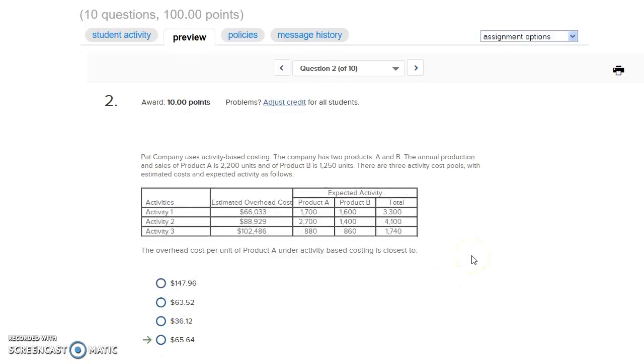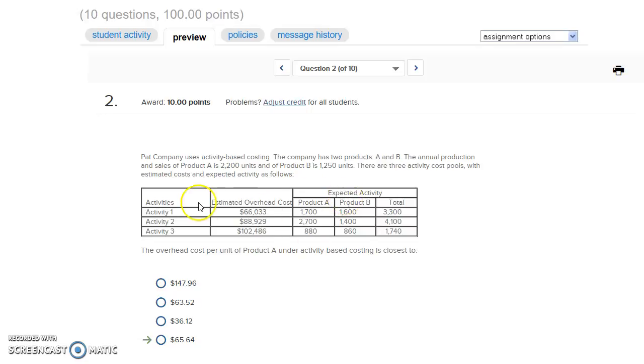Okay, so for number two, very similar. We have a company that makes two products, product A and product B. The annual production and sales of product A, they're making 2,200 units, and product B, they're making 1,250 units. So three activity drivers or cost pools with the estimated cost and activities. So three activities, it doesn't say what they are. I think it would be quite helpful if they did, but we're just going to pretend, I guess.